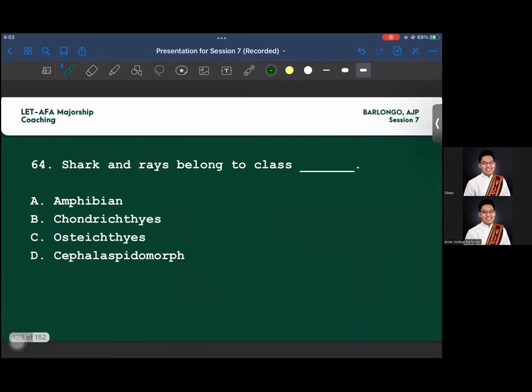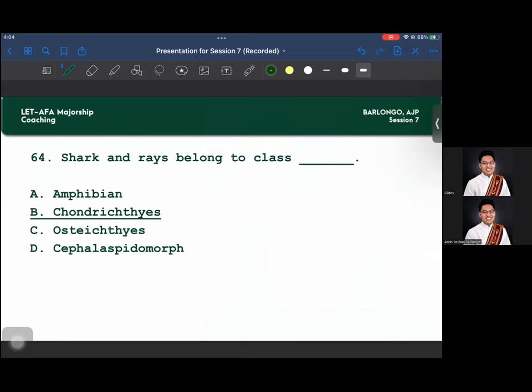Next is number 64. Sharks and rays belong to class blank. So again, this is another repetition of what we have tackled on fisheries. A, amphibian, B, chondrichthyes, C, ostrichthyes, or letter D, cephalaspidomorph. So the correct answer for this one is letter B, which is chondrichthyes. I hope that you already answered that correctly.